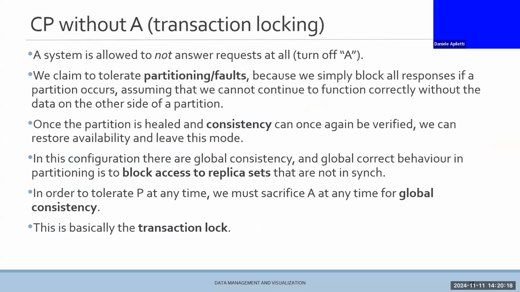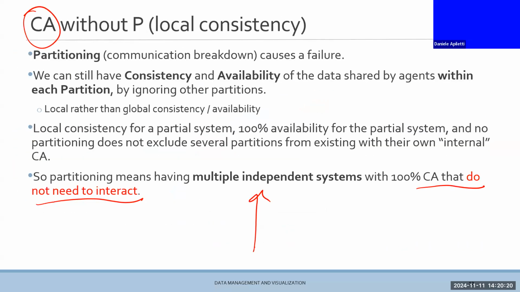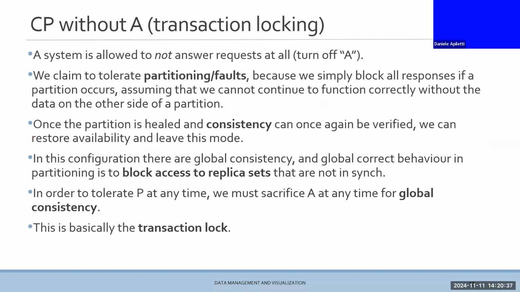So CA without P is actually a non-issue. It's talking about a world where you have non-distributed databases. You have different autonomous systems working on their own, on separate data. There is no data replication here. Instead, these two are the ones we discussed.